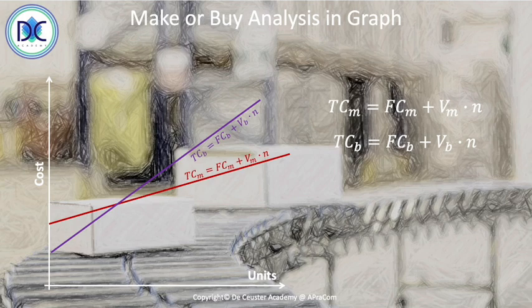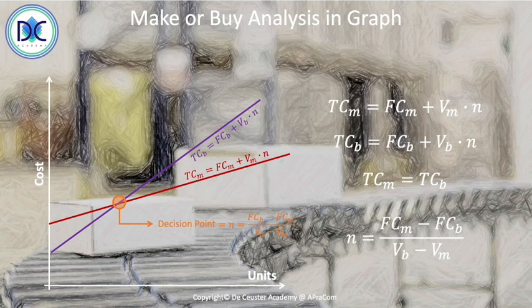On the other side, when we make something ourselves, we have a higher fixed cost and we have a lower unit cost because we are getting the profit and not the people who are making the items for us. We can find the break-even point, the decision point. It's not really a break-even point, it's a decision point where we decide between making or buying. And here we see that the quantity at the decision point is N equal to the fixed cost for making minus the fixed cost for buying, divided by the difference of the variable costs. And this, of course, is a positive value.